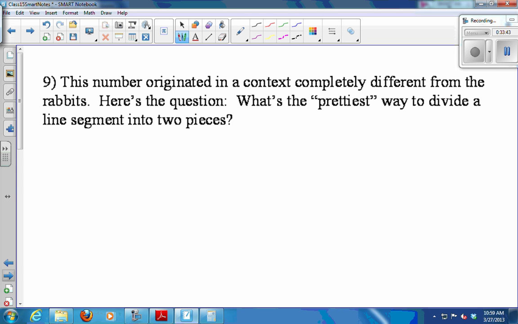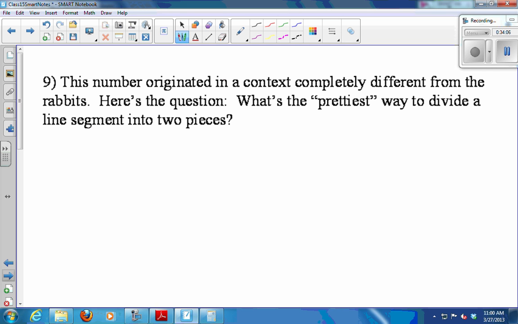So this number originated in a context completely different from the rabbits. Even though it's intrinsically related to the Fibonacci numbers, that is not where we first discovered this number. This number first came up when people were deciding, there was discussion, saying, what's the prettiest way to divide a line segment into 2 pieces?